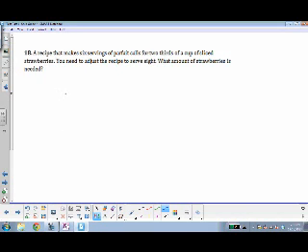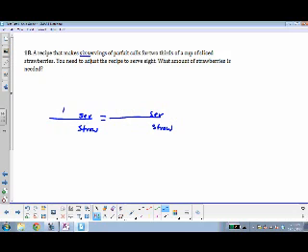Number 18, a recipe that makes 6 servings of parfait calls for 2/3 of a cup of sliced strawberries. You need to adjust the recipe to serve 8. What amount of strawberries is needed? So you start by, I'm going to compare servings to strawberries. The first one, when we reread this, we say that it has 6 servings, and it calls for 2/3 cups of strawberries. You need to adjust the recipe to serve 8. How many strawberries do you need?